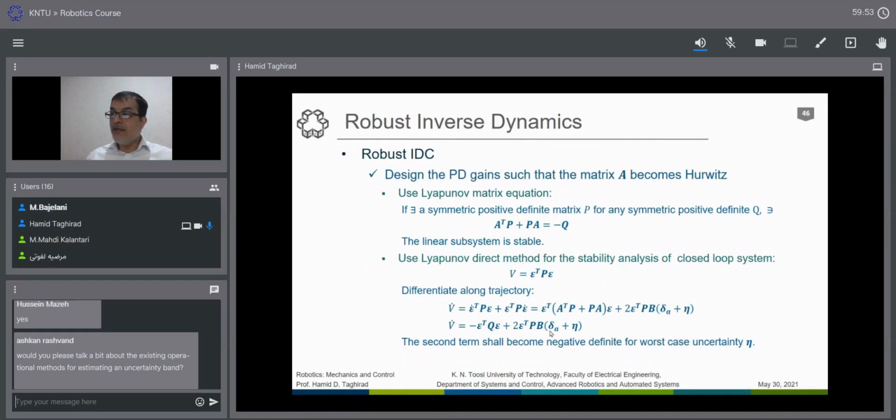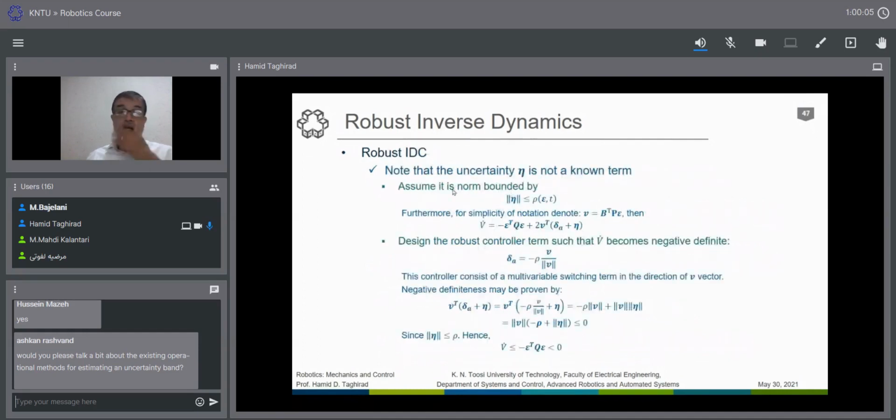So how can we do that? For all eta, we consider the worst case scenario. And this is the question of Ashkan: how do we find this worst case scenario? This is also very important. I will talk about it a bit here and a bit at the end of the class. Here, we assume norm-bounded eta. We are somehow encapsulating the uncertainty. Eta was all the nonlinear and uncertain terms.